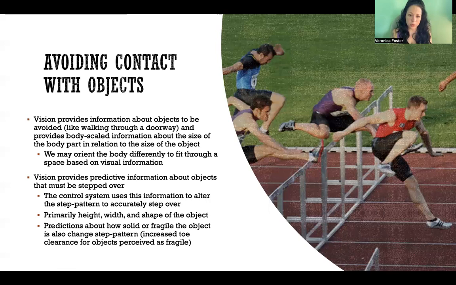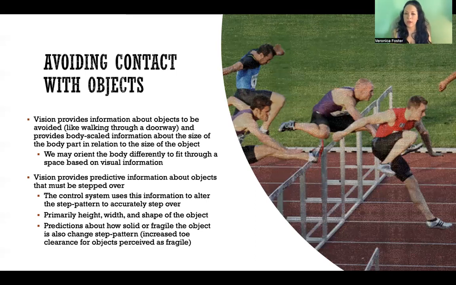Vision also provides predictive information about objects that we need to step over. Visually, we are assessing height, width, shape, how solid or fragile we think the object is, and then we alter our movement patterns to step over that object. And depending on what we assess, we might give it more or less clearance.